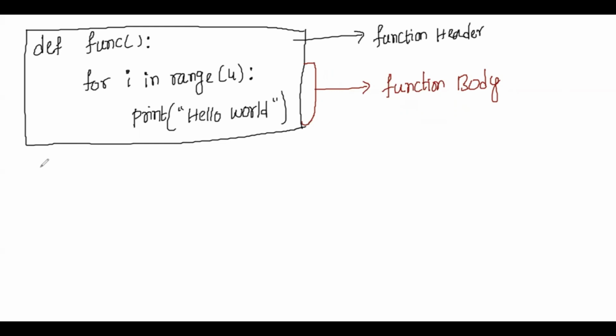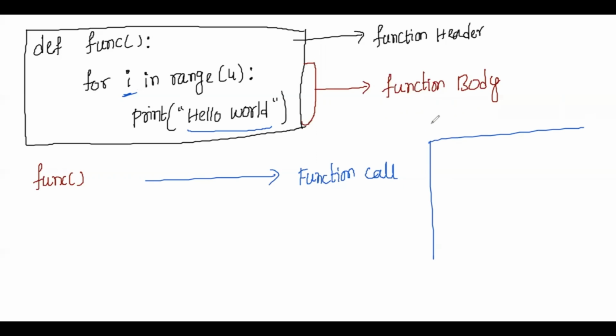Now let's call this particular function. This is said to be a function call. The moment we call this function, immediately this function gets activated and the block of statements inside the function will be executed. So this for loop is going to iterate 4 times, and you can see hello world will be displayed 4 times.